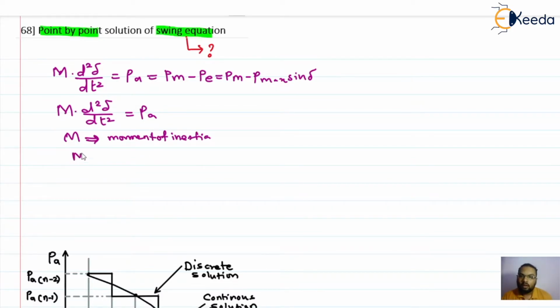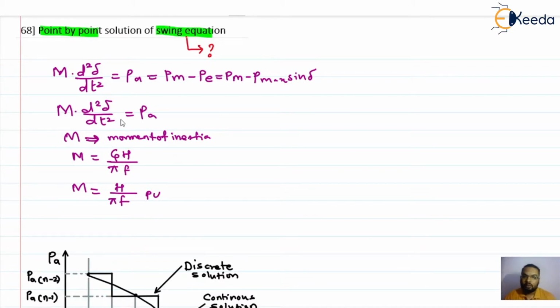Here this M is basically the moment of inertia, and it can be calculated as GH upon pi f. Or in terms of per unit, this M can be calculated as H divided by pi f.